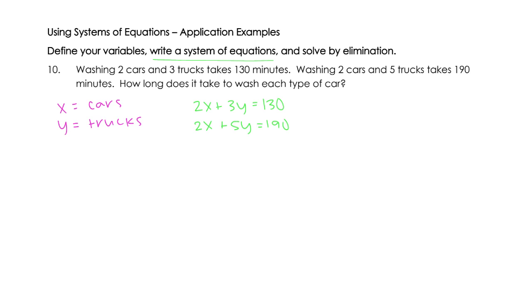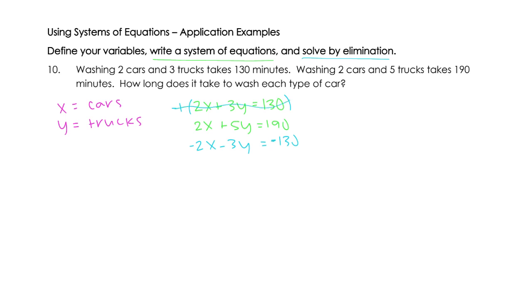So now that we have our system of equations written, meaning 2 equations, I'm going to start solving by elimination because that's what my directions say I have to do. Again, solving by elimination, you're looking for opposite coefficients. In this case, you have 2's, but they're not opposite. So I'm going to multiply the top equation by negative 1. So I get negative 2x minus 3y equals negative 130.